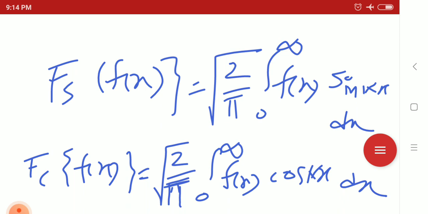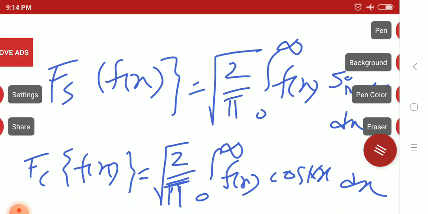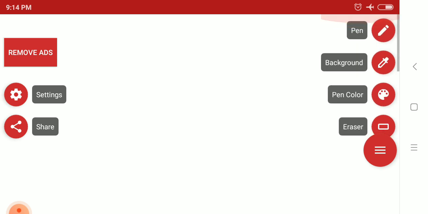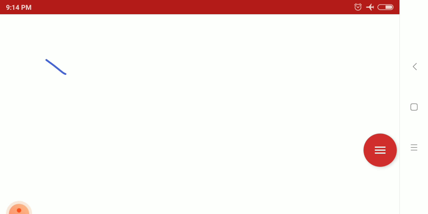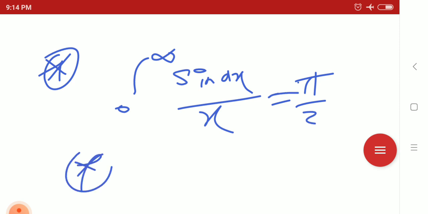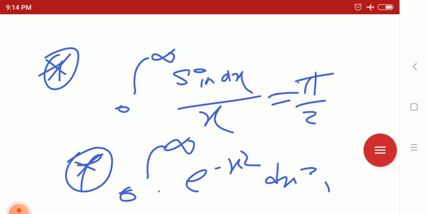Similarly, there are some important integration results you should know in case of Fourier transformation: integration 0 to infinity of sine ax by x equals pi by 2, and integration 0 to infinity of e to the power minus x square dx equals root pi by 2. It will be helpful for doing Fourier transformation questions.